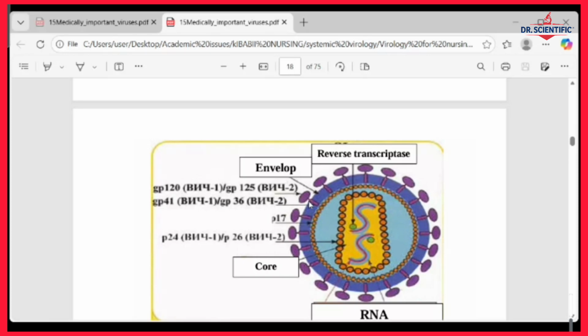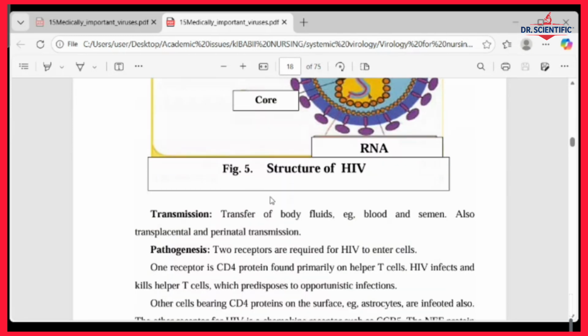GP120 for attachment, and GP41 where it interacts with the virus attachment before it gains entry. So the transfer of both fluids, e.g. blood or semen, or also transplacental and perinatal transmission has been reported.